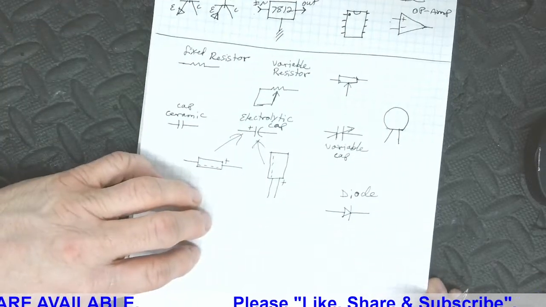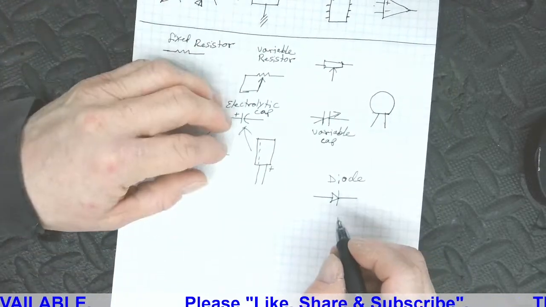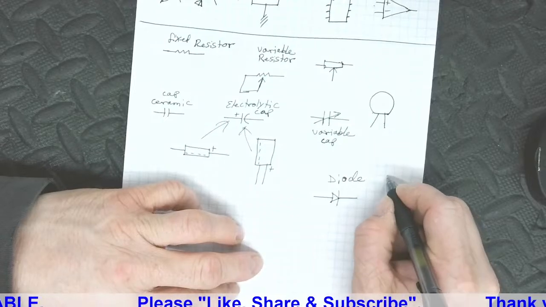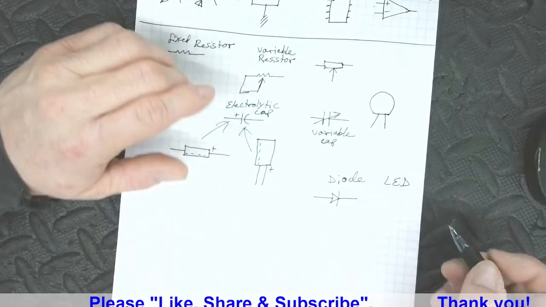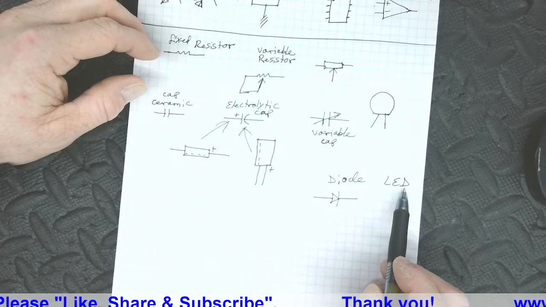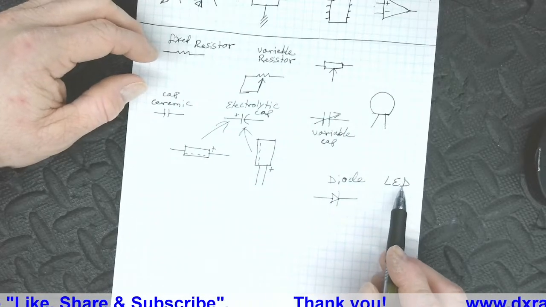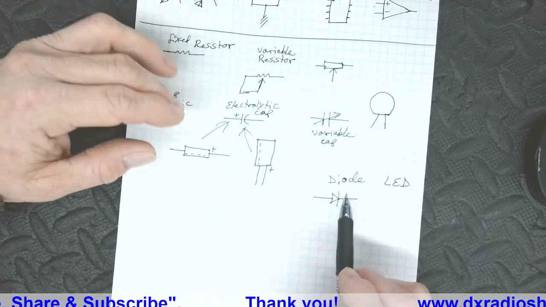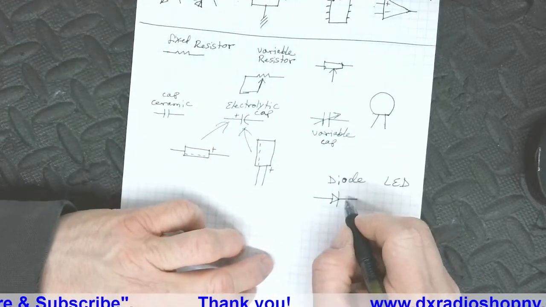That's your basic diode. Now, what if we have an LED? People say, well, what's the difference? Well, this is a light emitting diode. It's still a diode, but it's a light emitting diode versus a diode. Okay? This is your cathode.